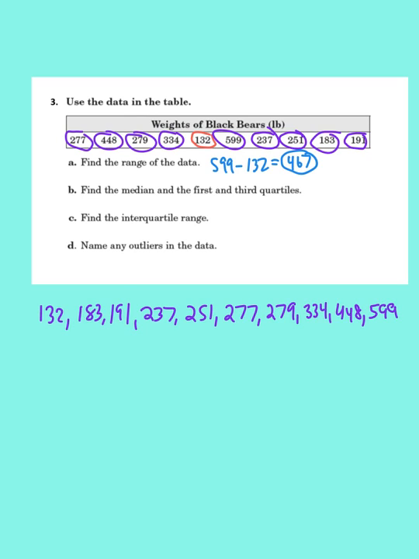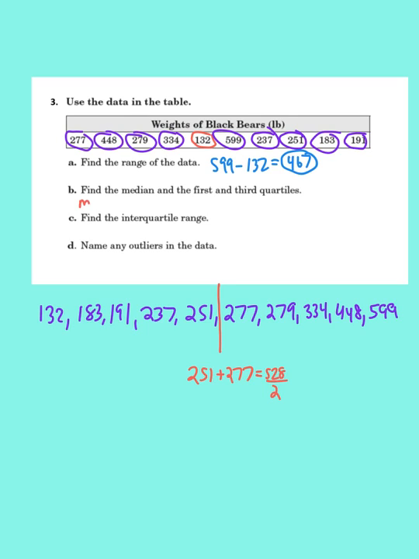For B, it says find the median and the first and the third quartiles. Let's start with the median. If we look down at the numbers, there's 10 of them. If we split the numbers in half, right there in between 251 and 277 will be our median. To find the median, you have to add up 251 plus 277 first. Let me add those up. They add up to 528. Then divide by 2, and you'll get the exact middle, which is 264.